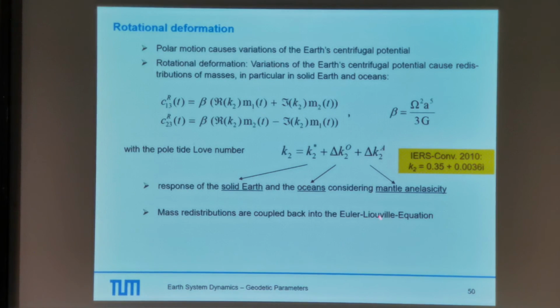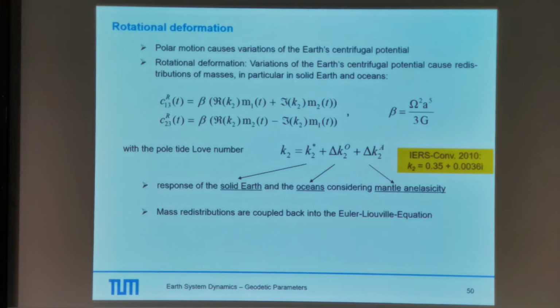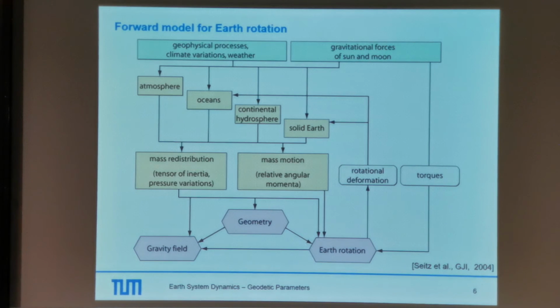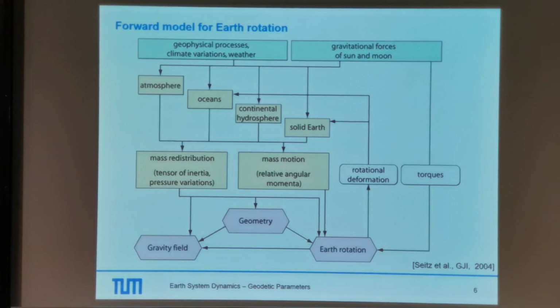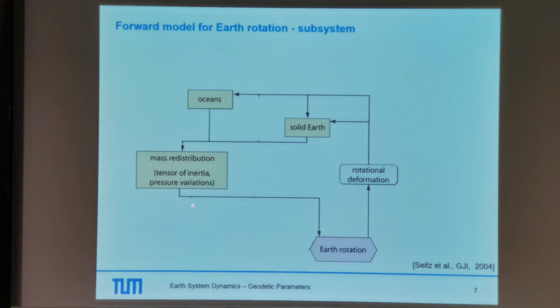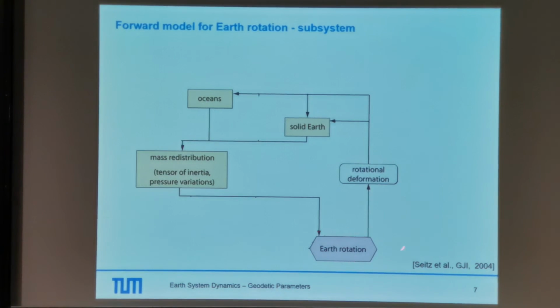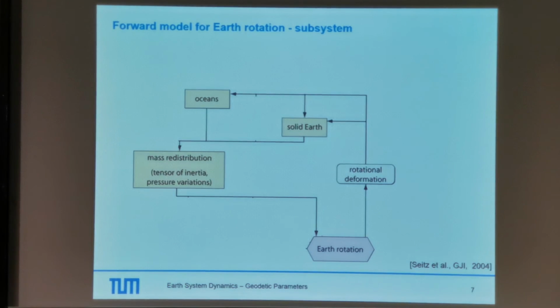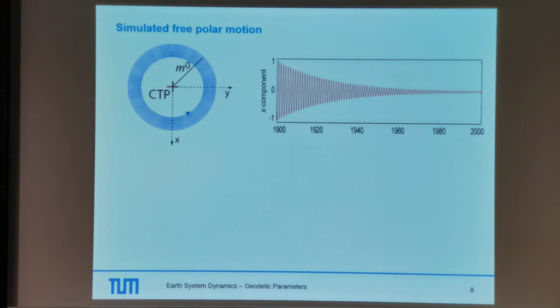Redistributions, as we learned, are coupled back into the Euler-Liouville equation via these two different subcomponents of the Earth system, the ocean and the solid Earth. So we have again this scheme here. If we cancel out everything now in order to study this, we end up with something like this. We have a mass redistribution which is causing Earth rotation variations. The Earth rotation variation is causing a rotational deformation of the solid Earth and the ocean, and they are again affecting the redistribution and then again affecting the Earth rotation.